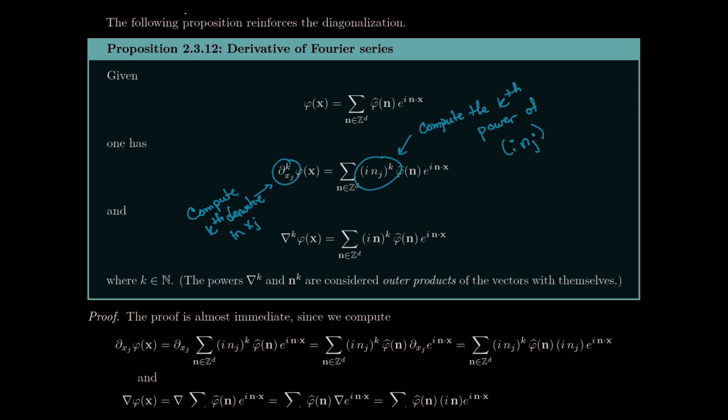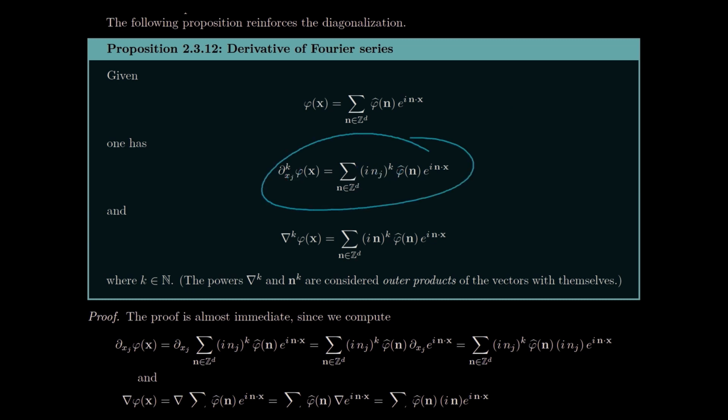So I look at this index j, and that's the same index in n that I care about. So if I wanted the derivative with respect to x2, it would be i n2 to the kth power. I immediately recover the kth derivative of my function. So instead of doing a bunch of chain rules, instead of doing a bunch of product rules, quotient rules, etc., if I can represent my function as a Fourier series, then I can compute the kth derivative very, very easily by just computing k powers of these special coefficients.